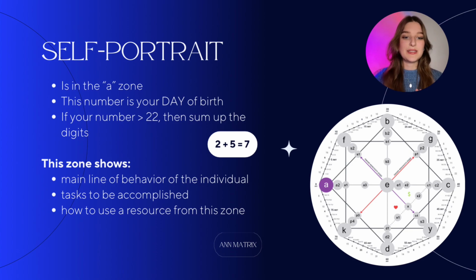So the energy in the zone A is the brightest. It's our portrait of the individual, reflecting our ego. Its influence on us is immediately visible. The energies in this zone encrypt the main line of behavior of the individual and the task to be accomplished during your life. A person can use a resource from this zone only if the energy is in the positive. So if the energy appears in the negative state, then the person does not have the opportunity to get the resource from this zone, from his self-portrait.